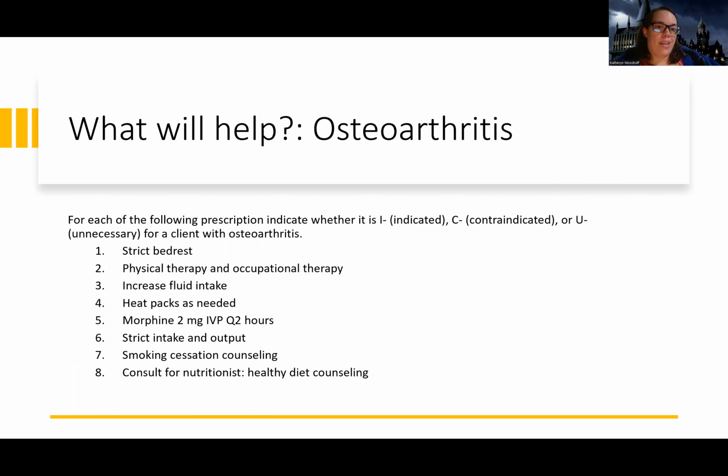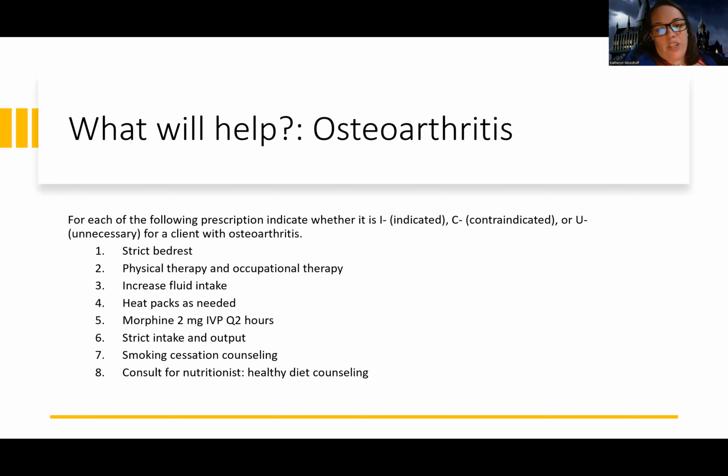So, a lot of times I think people get confused with joint issues and think, oh my goodness, these people, they don't need to be moving, they're hurting. But again, remember, staying in bed and not moving can actually make things worse because they get super stiff. So with patients with osteoarthritis, strict bed rest, I would say, is actually contraindicated, or C, because remember, with this kind of question, indicated means it helps, contraindicated means it hurts, and unnecessary means it does not actually do anything to help with this specific problem. So for strict bed rest, it would be contraindicated because it can actually make their symptoms worse. Like, is it making it better, worse, or not changing anything?